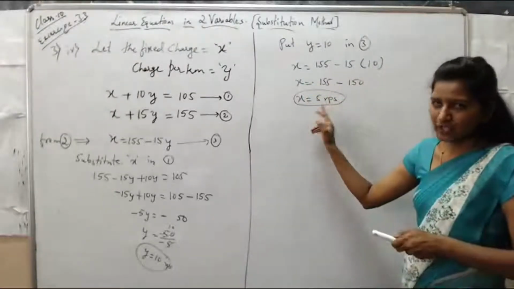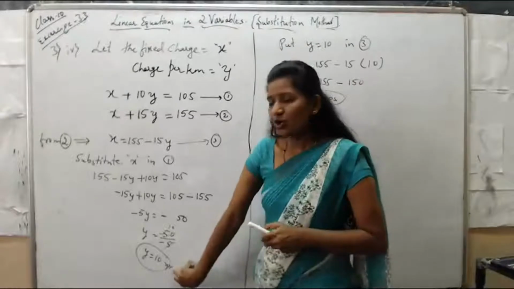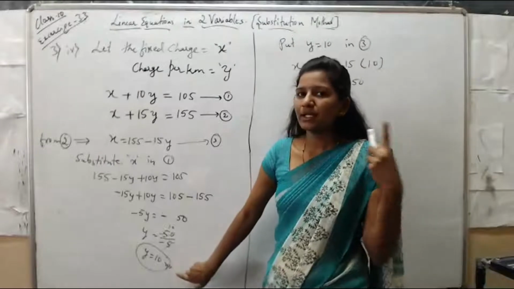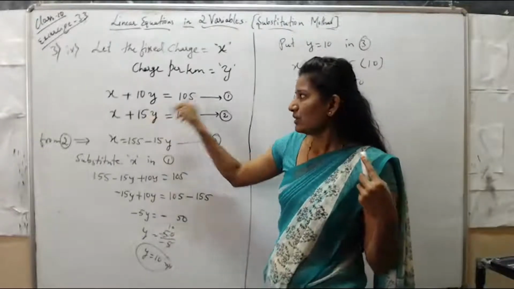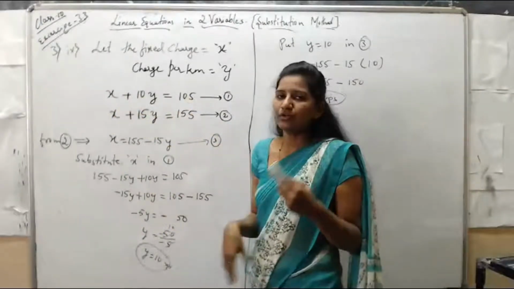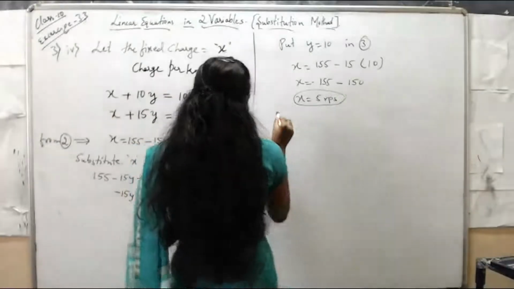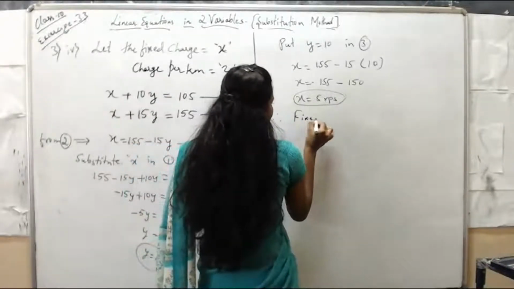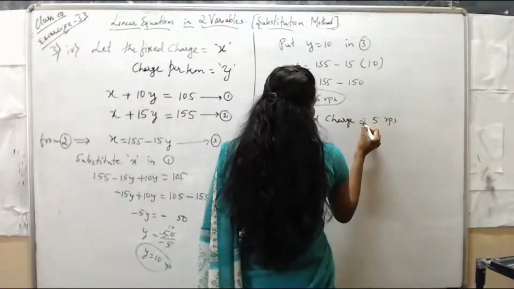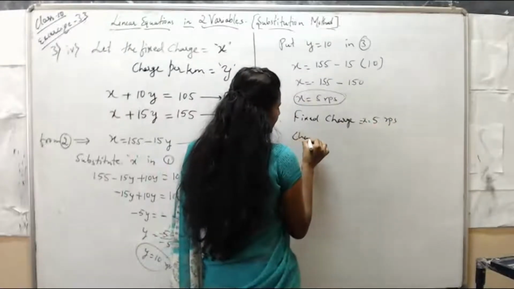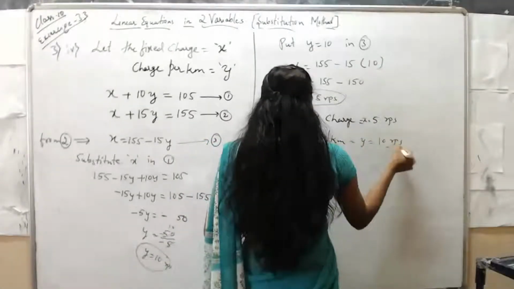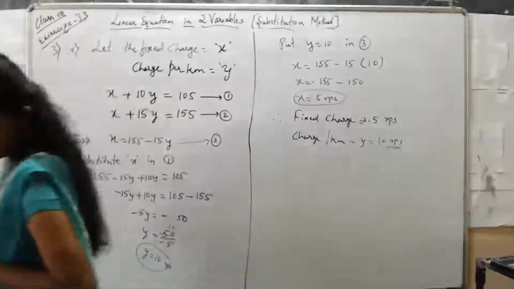The fixed charge is 5 rupees, and the charge per kilometer is 10 rupees. So 5 rupees for the fixed charge plus 10 into 10, 100. 100 plus 5 is 105. Like this. Therefore, the fixed charge, which is equal to x, is 5 rupees, and the charge per kilometer, which is equal to y, is 10 rupees. Got this? Next.